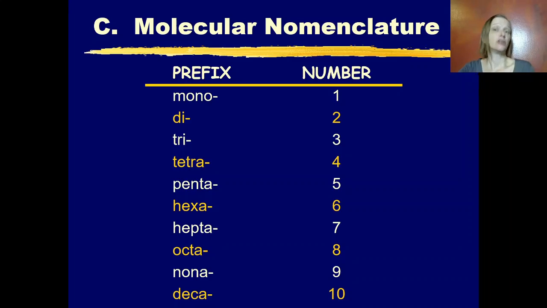Okay, I told you we were going to use prefixes, so here's a list of those prefixes, and you do need to memorize these. So mono means 1, di means 2, tri, just like a tricycle, means 3, tetra means 4, penta means 5, hexa means 6, hepta for 7, octa for 8, nona for 9, and deca for 10.